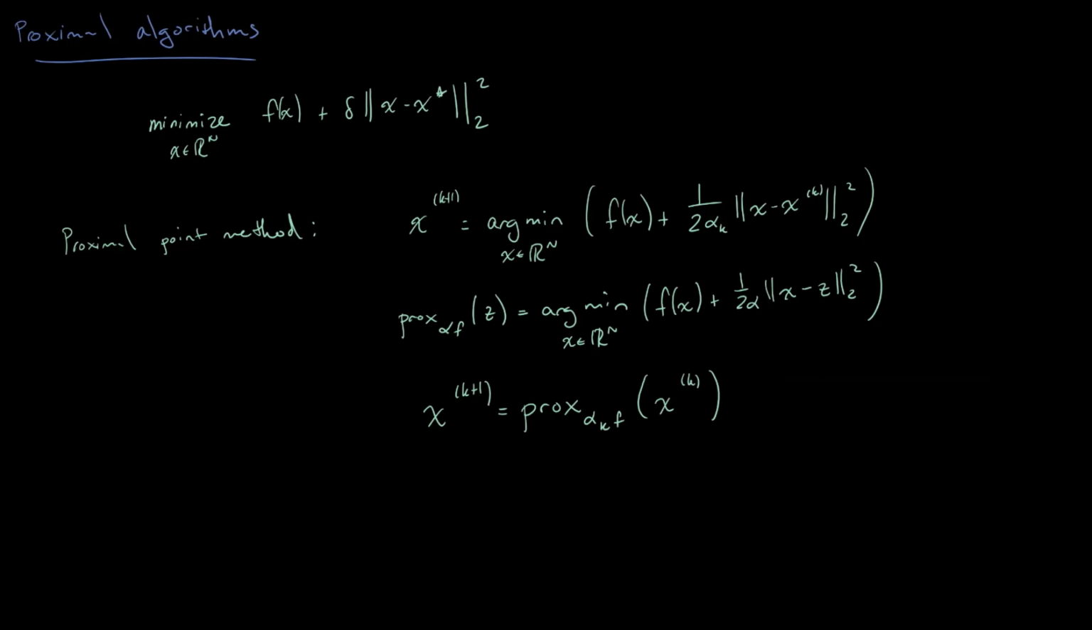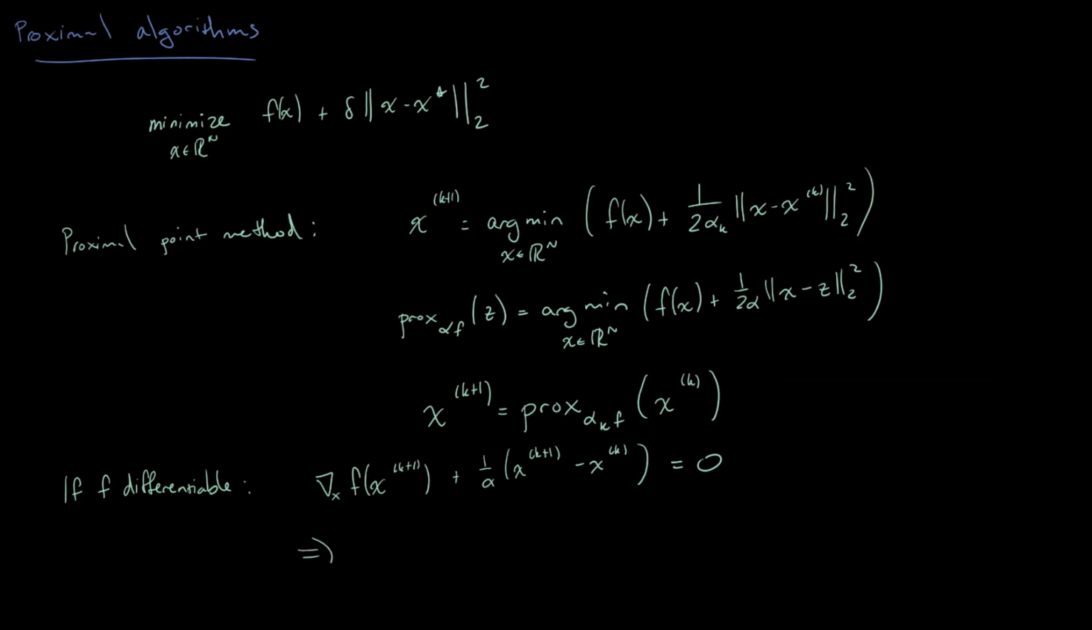Before I talk about an example, to get some intuition, I just want to look at what happens if f is actually differentiable. If f is differentiable, then xk plus 1 is going to be the solution to this optimization problem, and so that means that the gradient of f evaluated at xk plus 1, plus the gradient of this regularizer evaluated at xk plus 1, which is going to be 1 over alpha times xk plus 1 minus xk, that expression has to be equal to 0 if xk plus 1 is actually the minimizer.